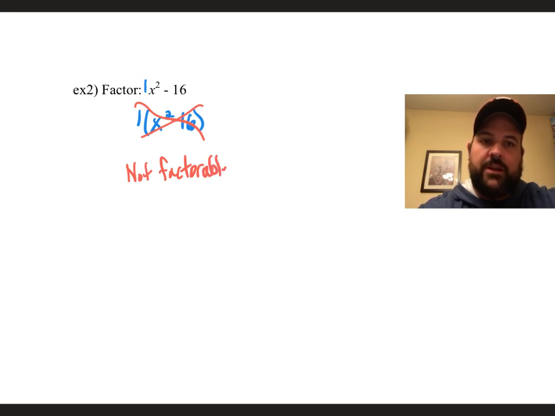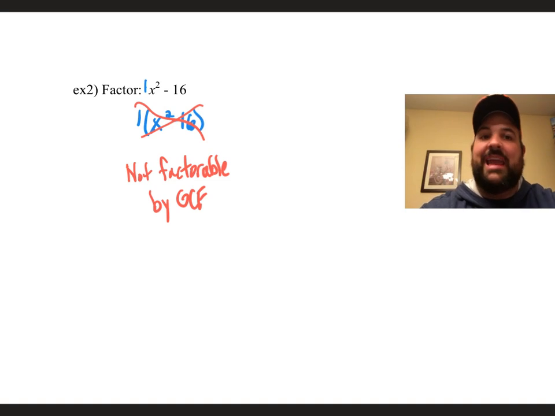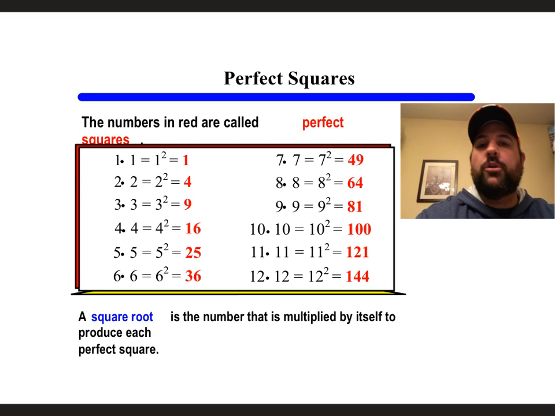So the question becomes, what do we do in a case where I can't factor a GCF out? And today we're going to look at our first case where we're not using a GCF, but we're using something else. What we're going to use today to help us factor is what's called perfect squares.